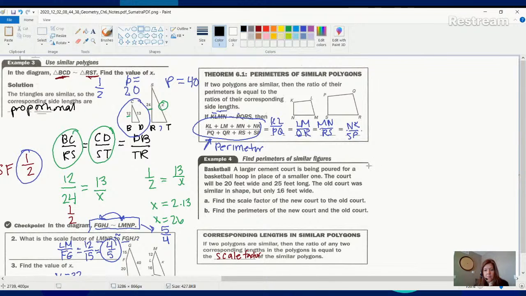So Rivers is going to upgrade her basketball court in her backyard.